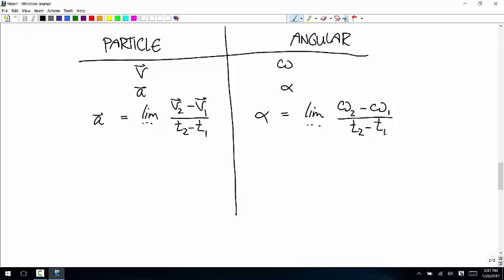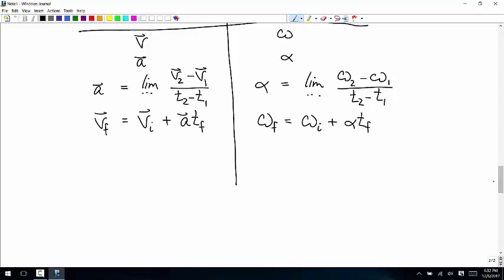So, this is interesting. We have a relationship that says velocity final is equal to velocity initial plus a t final. That holds for angular stuff too. So angular velocity final is equal to angular velocity initial plus alpha t final. We're not going to use those. We won't do any problems like that, but that stuff holds.